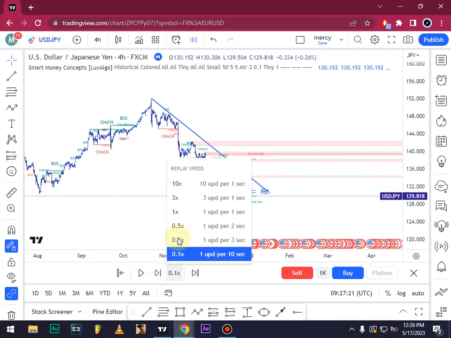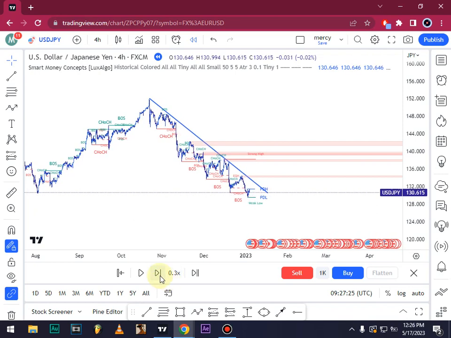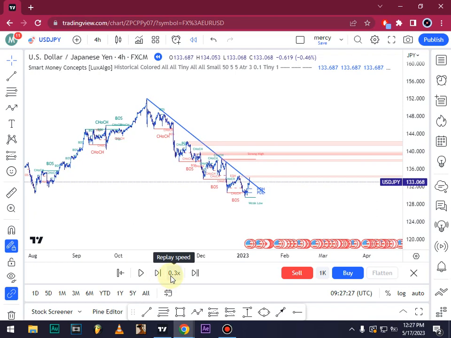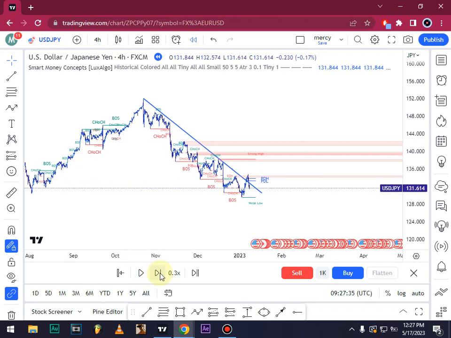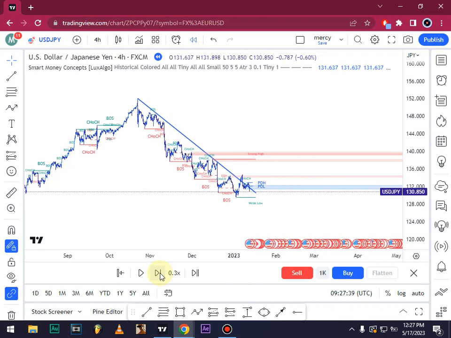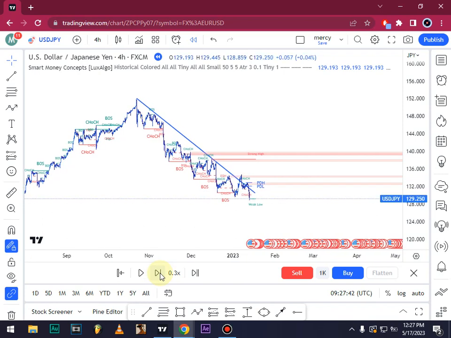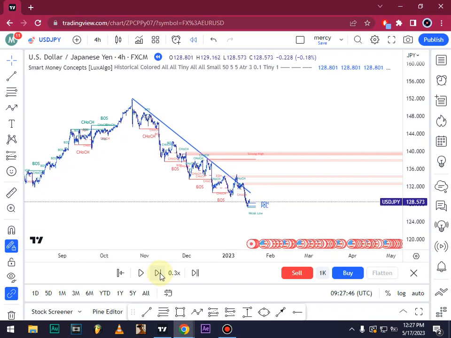Let me increase the speed. Let's just go. So for now, I'm not going to take any buy entry. Price is at a weaker low. You can see that was broken. That was broken. All right. We can do nothing. We just have to wait.